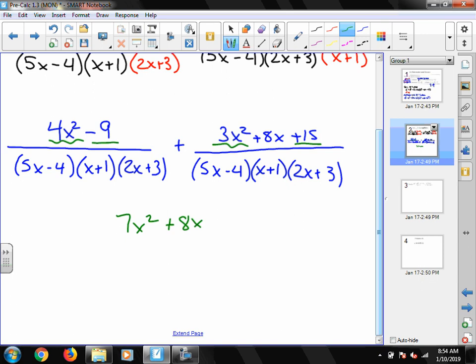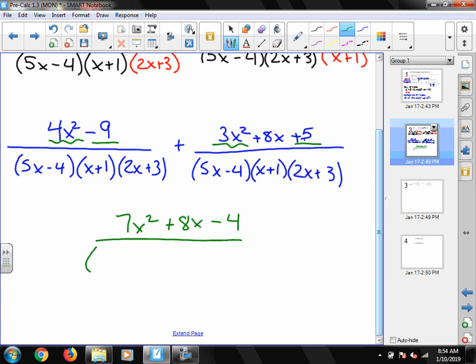So, that should be a 5, not a 15. Just a regular 5. You guys probably caught that already, but negative 9 plus 5 is going to give me minus 4. And that stays over our common denominator.